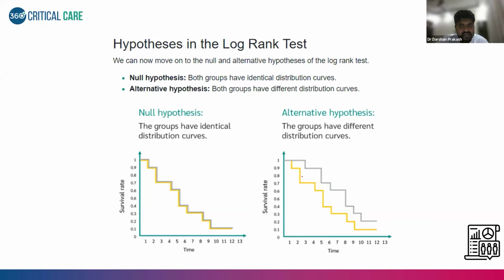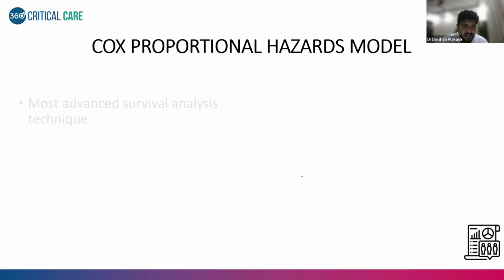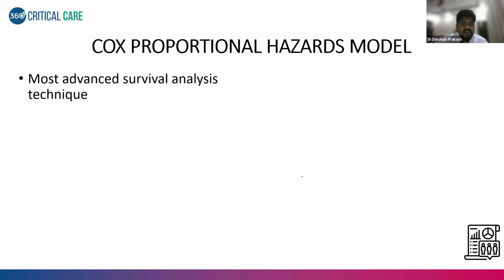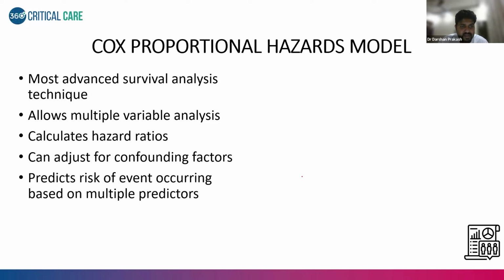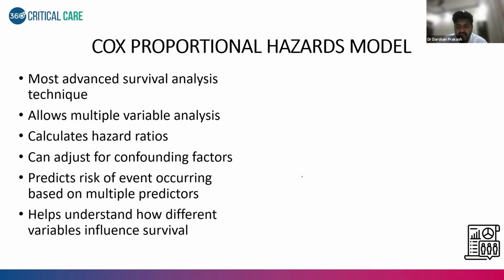What is the Cox proportional hazards model? It is the most advanced survival analysis technique, which allows multiple variables to be analyzed at a single time. Here we saw one or two things being measured, right? But what Cox usually does is it allows multiple variables, and it calculates the hazard ratio for each of them. Okay, it can also adjust for confounding factors. So this is the thing which is important to understand. Okay, based on these variables, it helps us predict the event occurring based on these predictors. Okay, so it helps us understand how different variables influence the survival in the long run.